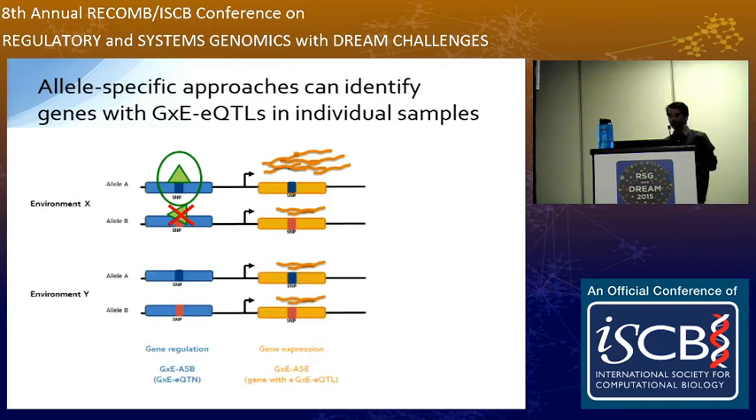So then to identify genes with gene-environment interaction QTLs, you can contrast the ASE pattern across two different environments, shown here as environment X and environment Y. Essentially, a gene with a GxE eQTL is one that shows a response in X, but not in Y, and you only see the ASE in X.